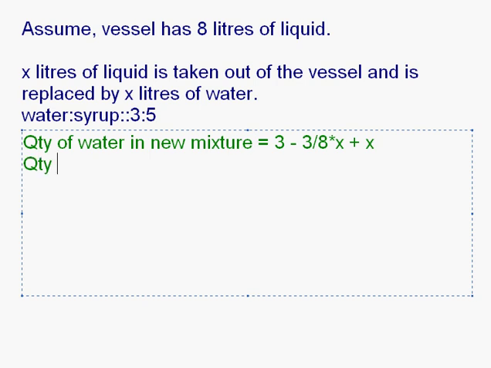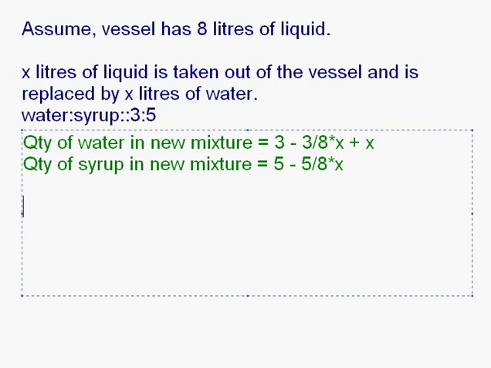Now what will happen to the quantity of syrup in the new mixture? Syrup earlier was 5, so 5 minus 5 upon 8 times x, because the quantity of syrup in the mixture was 5 upon 8 times x. That much will be taken out when x amount of liquid is taken out from the mixture. So water will be taken out by an amount of 3 upon 8x, and syrup will be taken out by an amount equal to 5 upon 8x.